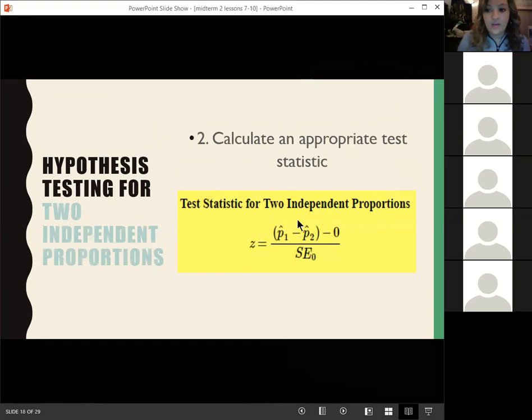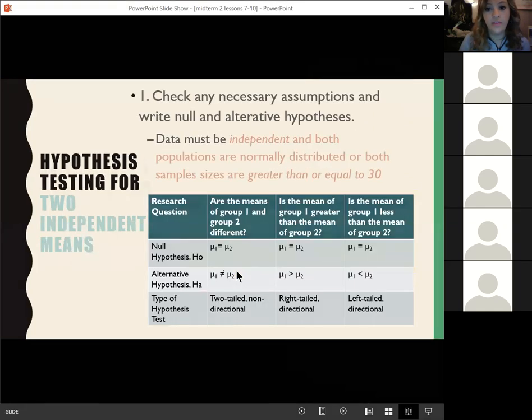And as you can see here, we are going to have our difference in sample proportions for each group, 1 and 2. And then our standard error of the null is going to be our denominator, which is a little bit different than for means, so keep that in mind. So our test statistic for two independent proportions is going to be z.